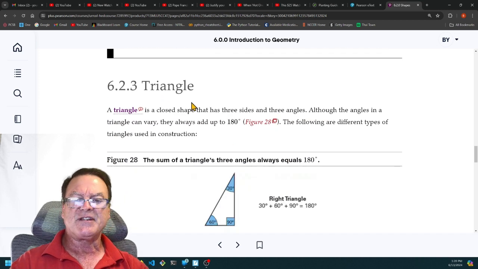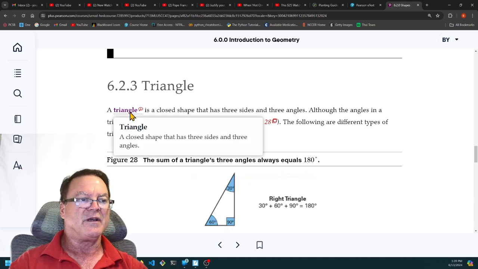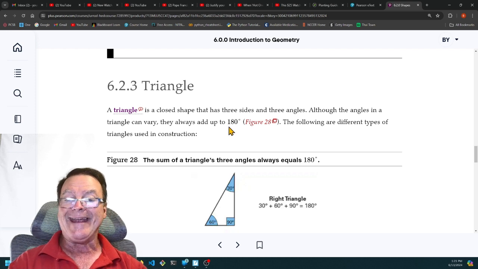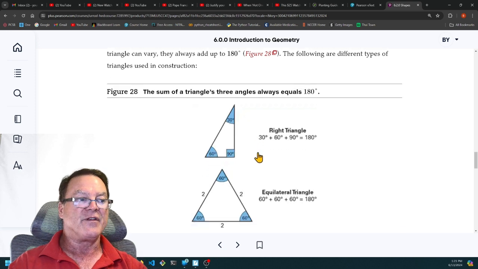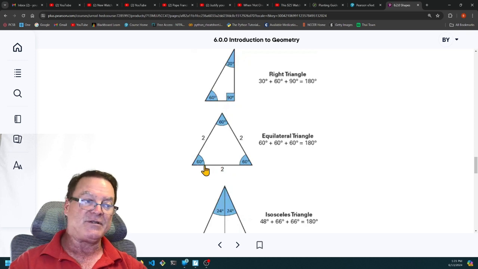Here, 6.2.3, triangles. A triangle, let's click on the hypertext. It's a closed shape that has three sides and three angles. Although the angles in a triangle can vary, they always add up to 180 degrees. So here's a 30, 60, 90 right triangle, and 90 plus 60 is 150, plus 30 is 180. All of the three interior angles of a triangle will always add up to 180 degrees.